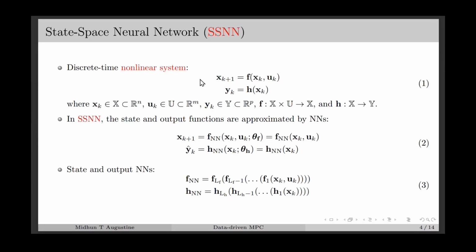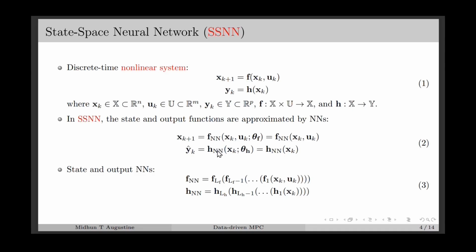Here we are considering a discrete time nonlinear system as in equation number 1, in which f is the state function, h is the output function. And in the case of SSNN, these state and output functions will be approximated using NNs as in equation number 2, where f_nn is an approximation of the state function f and h_nn is an approximation of the output function h. Here theta_f and theta_h denote the parameters of the state and output NNs, which consist of the weights and biases.